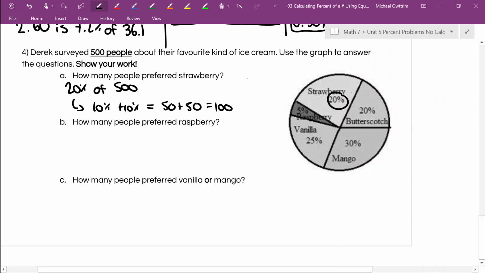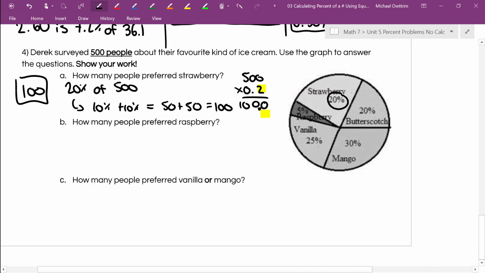We could also do this by converting our 20% to a decimal and multiplying. And then we need to account for our dot. Okay, either way, we get 100 people preferred strawberry.